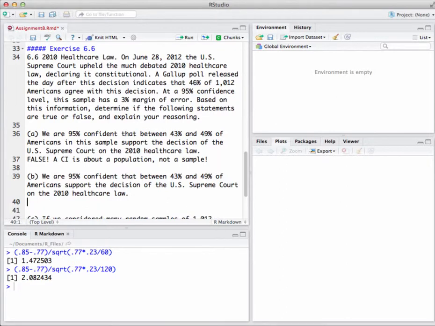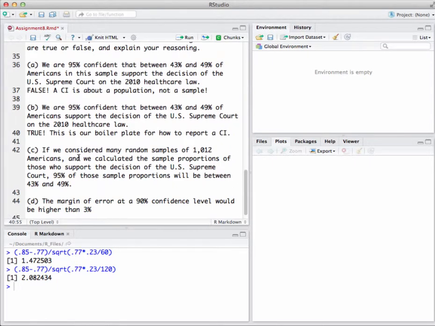Okay, so part B, we are 95% confident between 43 and 95% of Americans support the decision of the U.S. Supreme Court in the 2010 healthcare law. There we go. Because what was our population of interest here? It was the population of Americans. So this is true. As a matter of fact, this is our boilerplate for how to report a confidence interval. And we talked about that in the last chapter. So that's how, when you report a confidence interval, that's exactly the sort of sentence that you would use.